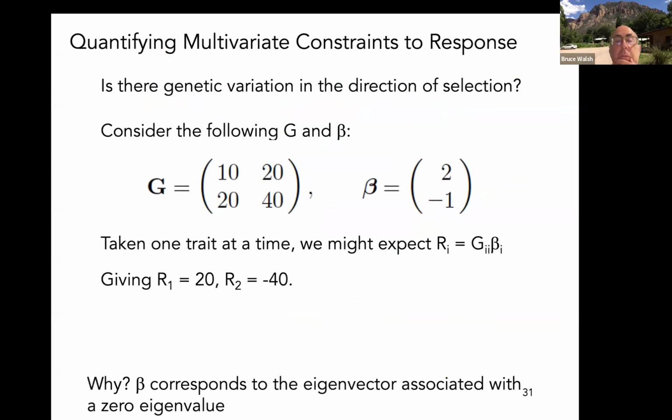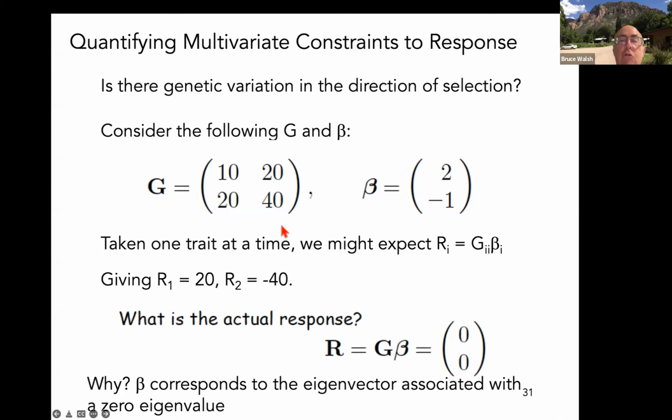Here's an extreme example of that. So here's the genetic variances. Here are the betas. If I look at one character at a time, I'd expect a 20 unit increase in trait 1 and a 40 unit decrease in trait 2. What do I actually see? Remember, both traits are heritable. I get no response in either trait.